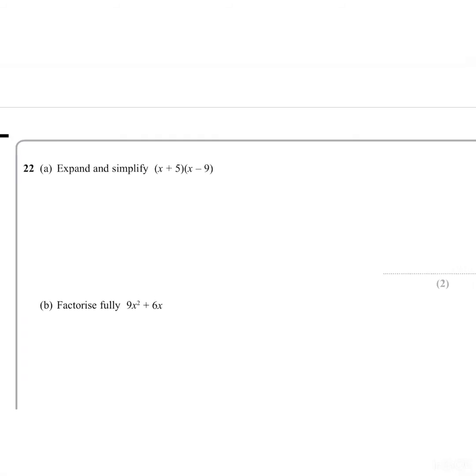And moving on to question number 22, multiplying out double brackets. So again, you can do x times by x to start off with. That's x squared. X times by minus 9 is minus 9x. And 5 times by x, again, they're both positive, 5x. And plus 5 times by minus 9, that's minus 45. And we can collect the like terms here. So minus 9 plus 5 would be a minus 4x. So x squared minus 4x minus 45.